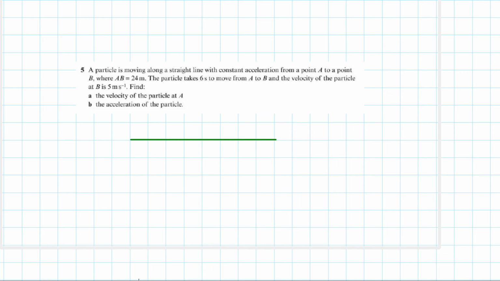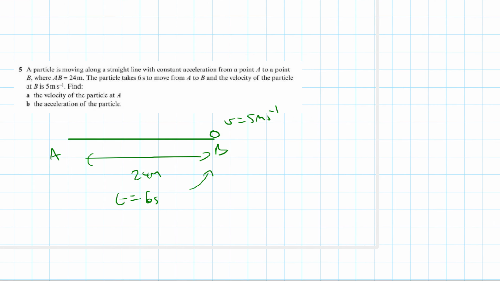So from here, we have got A and B. We know that that distance is 24 meters. We know that the time taken is 6 seconds, and we know that at B the velocity is 5 meters per second. So from here we're going to write out SUVAT, and our first question is find the velocity of the particle at A. So here we're looking for our initial velocity. We know that the distance between A and B is 24 meters, we know that the particle takes 6 seconds, so we'll fill that in first, and then we know that the final velocity is going to be 5 meters per second.